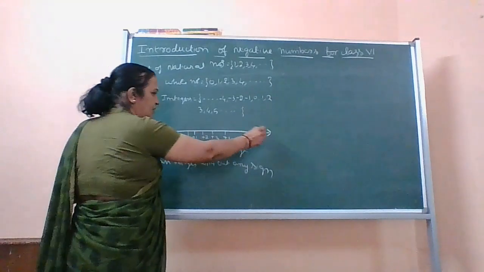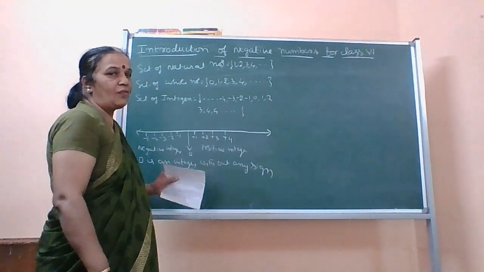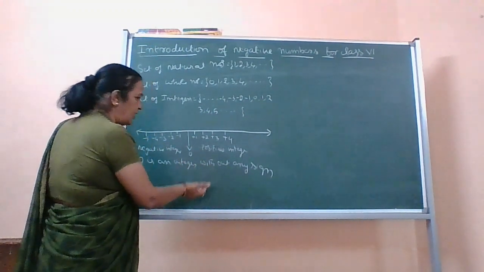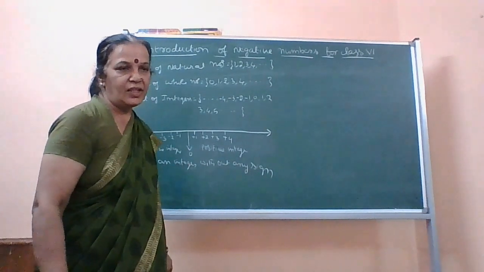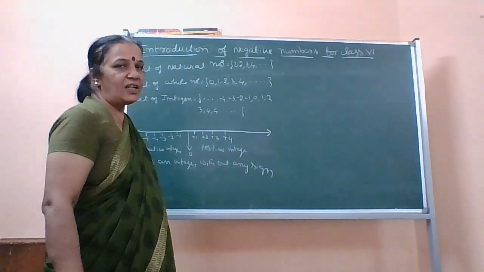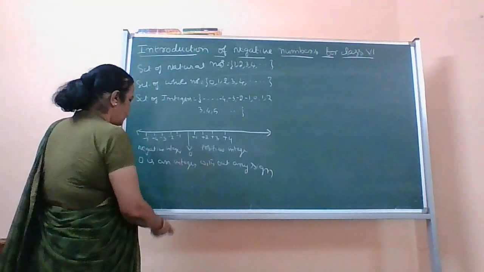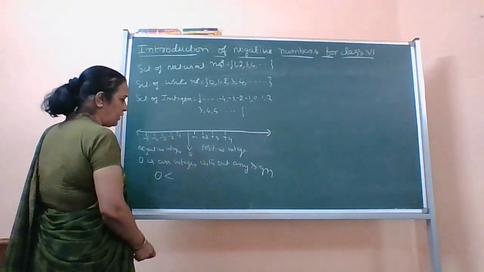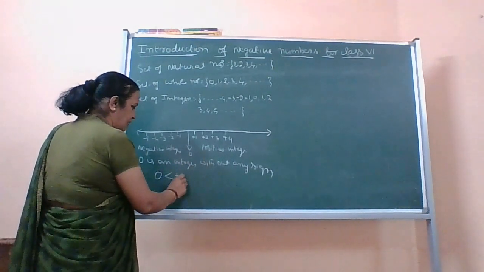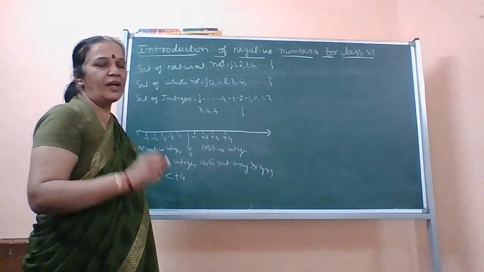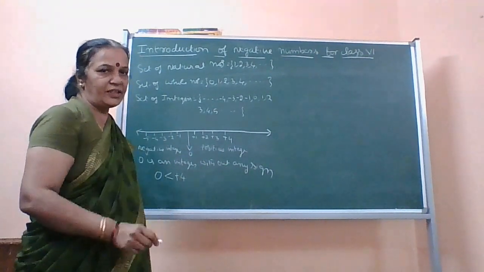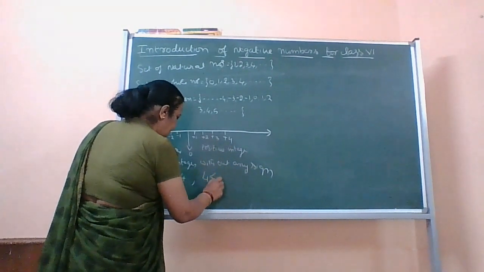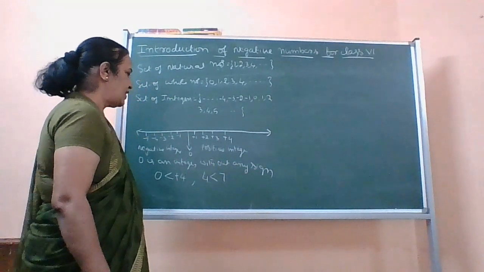If we go towards the right side of the number line, the value of the number goes on increasing. If you come towards the left side of the number line, the value of the number goes on decreasing. Now, 0 is less than all positive integers. 0 is less than plus 4. Even if you don't write plus, it is understood to be plus. 4 is less than 7.